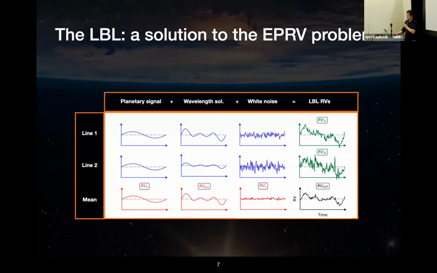And so the idea is that you have a common effect, which is the planetary signal, on all the lines that you see on the left. And then you have some systematics that change from line to line. And you also have a white noise component, which is the third column. So what you can use is that if the problem is somewhat linear, or if some lines are more affected, you can use a PCA.